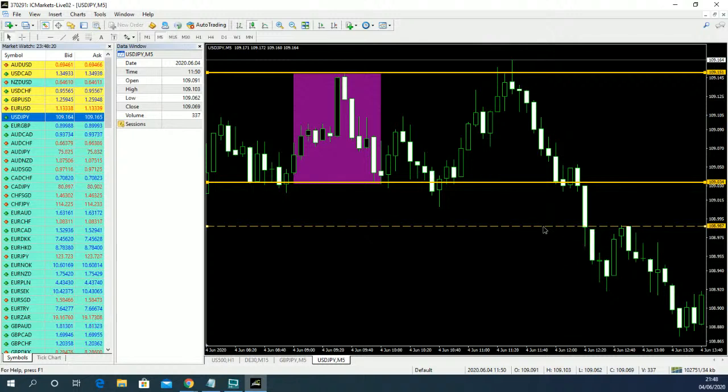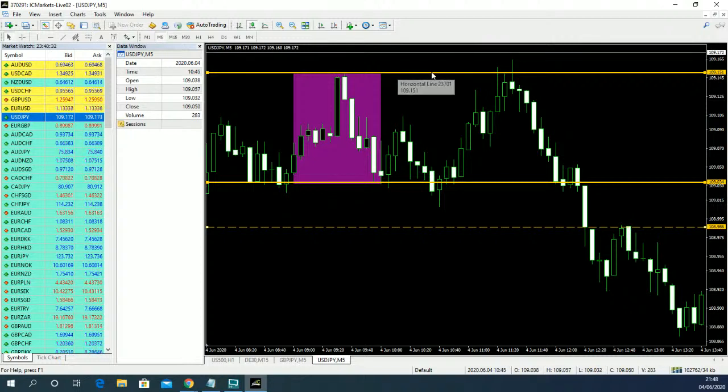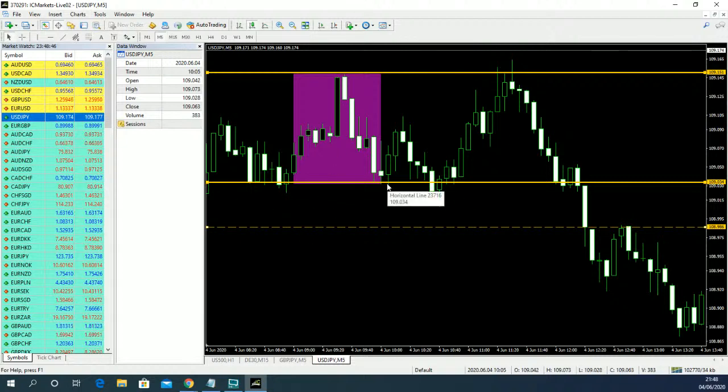Okay, so that's the close of the candle there. That is where we go short, so we'll sell at this level. Our stop loss is the opposite line here, which is the high of the hour. That is our stop loss, and as we know, our take profit is the size of this box.